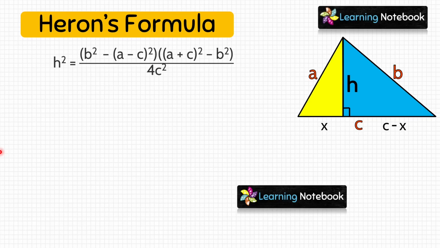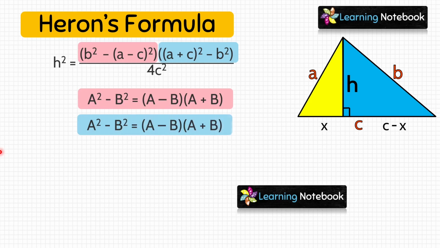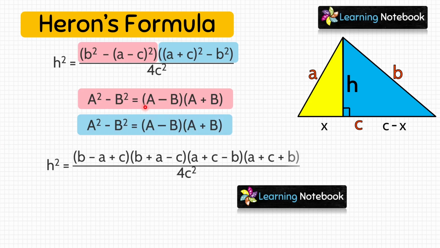Now take a look at both of these highlighted terms. They are in the form of a square minus b square. So we can write them as (a minus b) into (a plus b). Now students, take a look at this triangle.